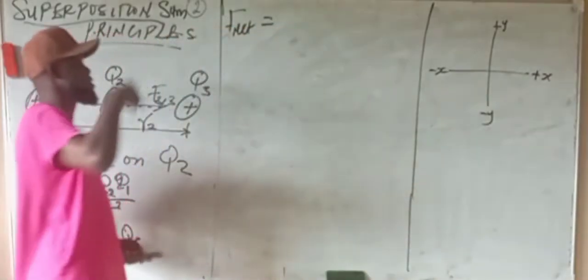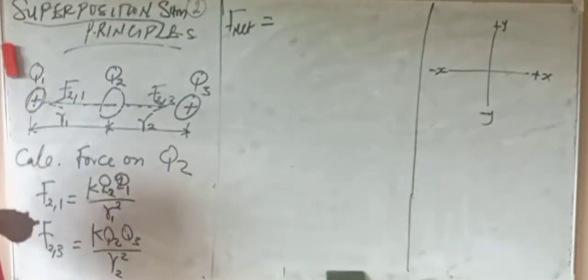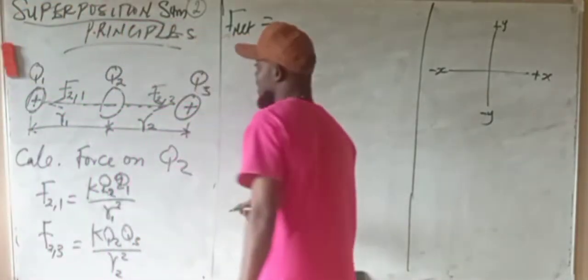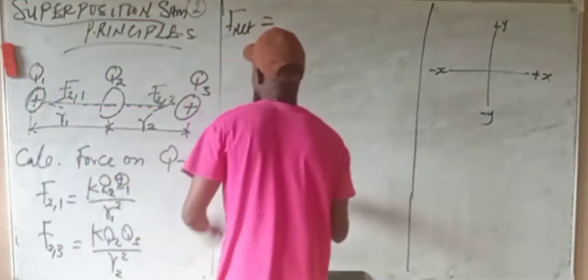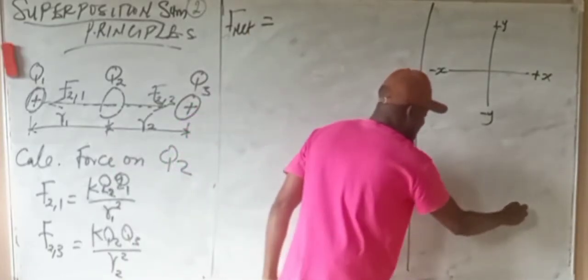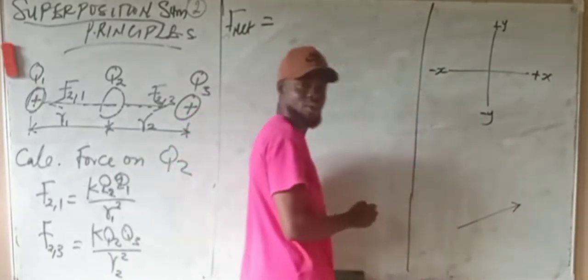Any force going towards the right will take the positive sign. Since force is a vector, what is the net force? A vector is always represented with a straight line and an arrowhead. The arrowhead will tell us the direction.